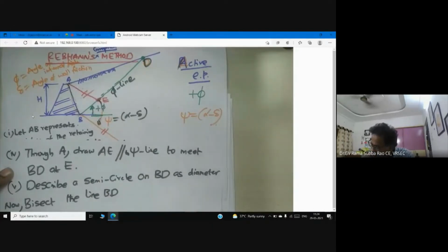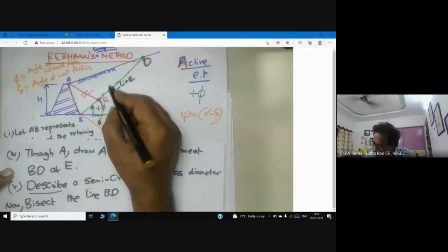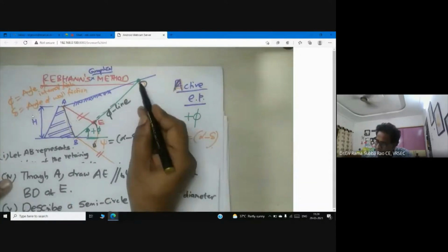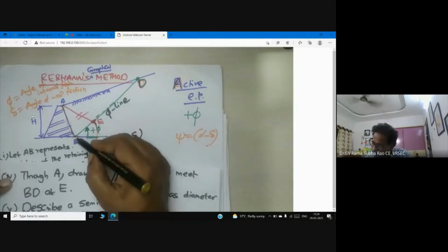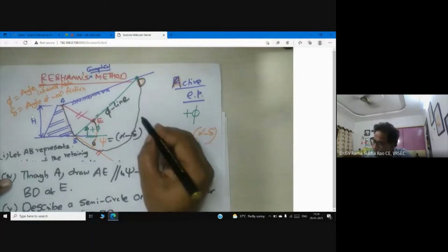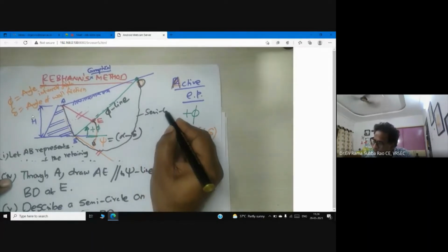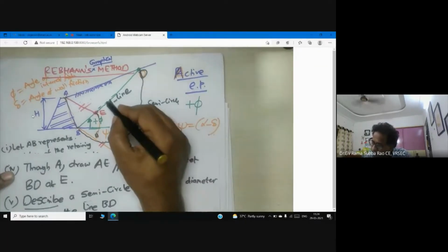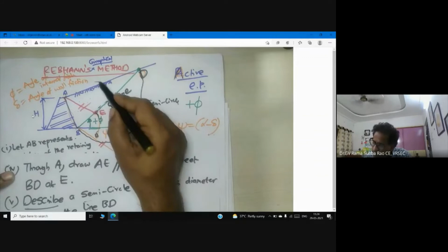Now what I have to do, describe a semicircle on BD. Now I'm going to draw a semicircle. So BD as radius, draw a circle, I think. Semicircle. Yes, this is semicircle. You can see this is semicircle. Now bisect the line BD. Now you see, just bisect the line. You know how to bisect the line.